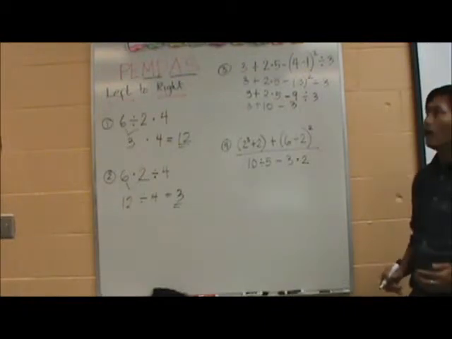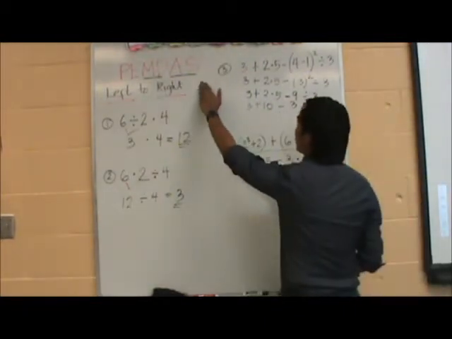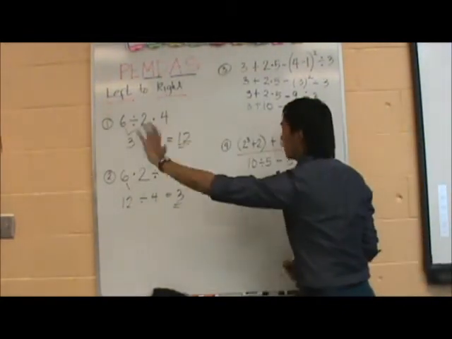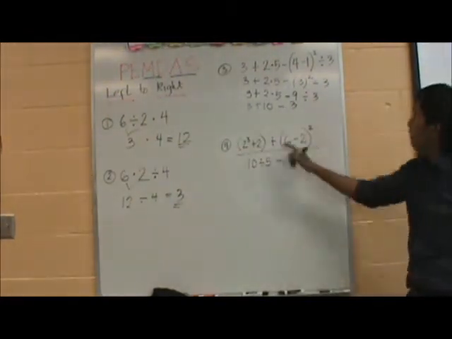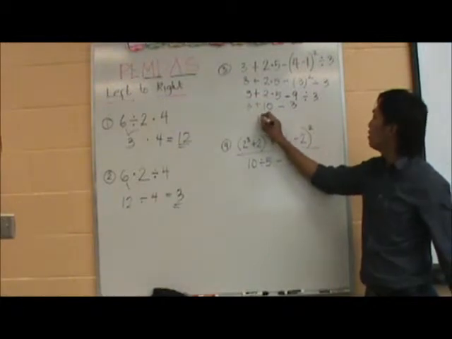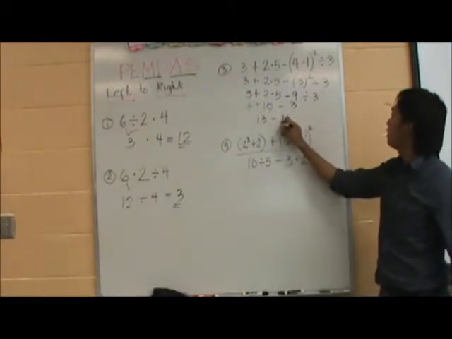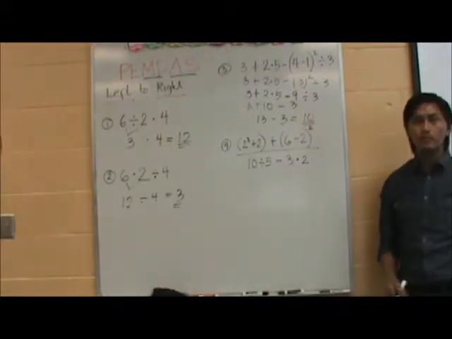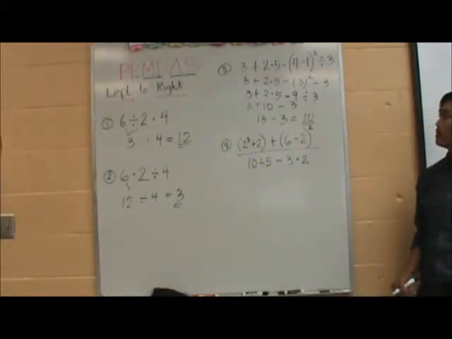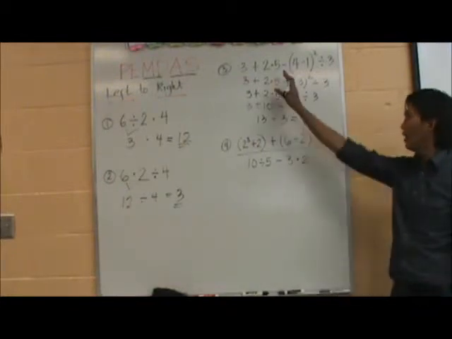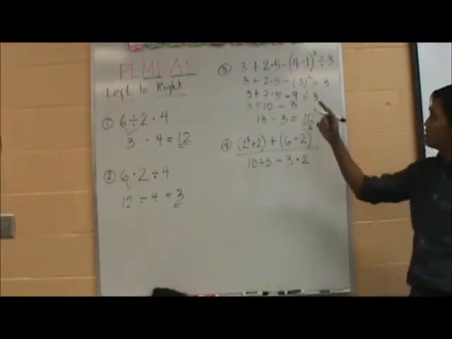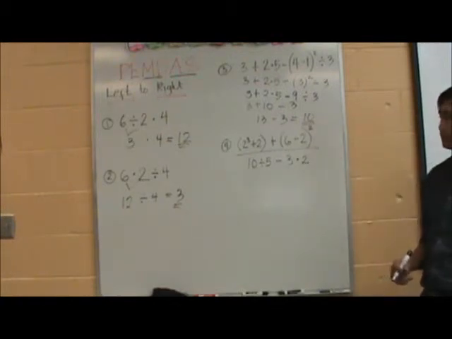Now for addition and subtraction, we're going to follow the same rule. We're going to start from left and then to the right. This will give you 13 minus 3, and the final answer is 10. You can pause the video again and master the concept or the steps in solving problem number 3.